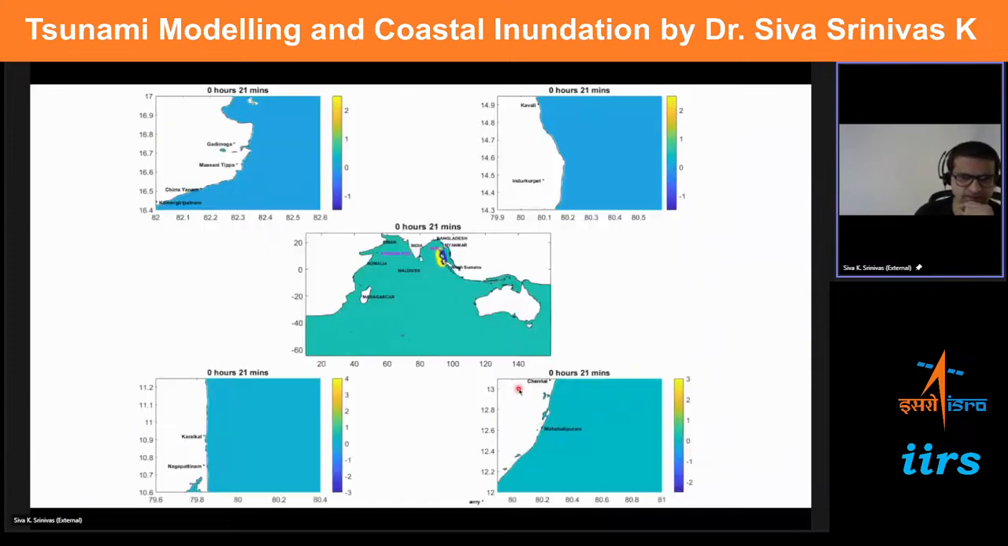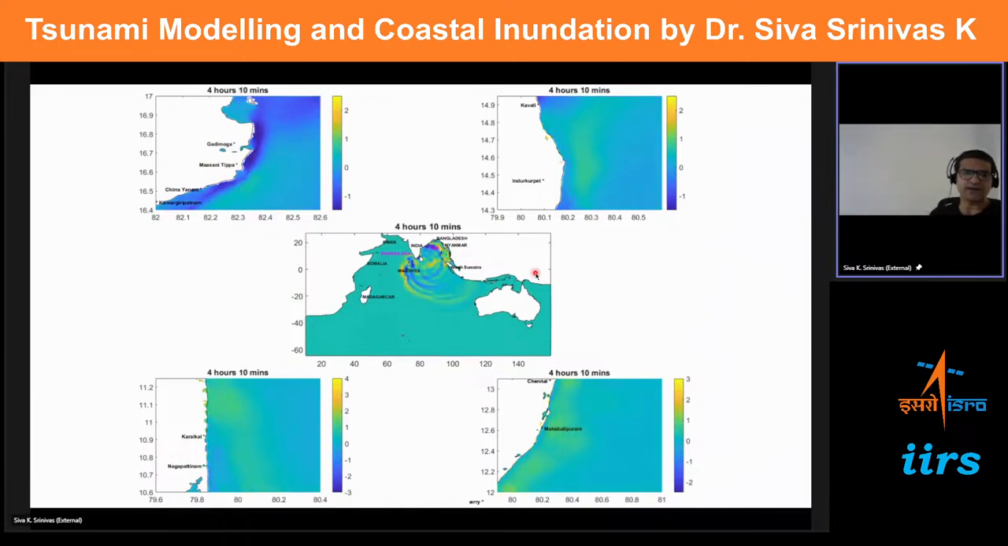So this is a typical animation. This gives the propagation, and these 4 plots show the inundation at different regions. This shows inundation at Yanam, Pondicherry. This is at Kavali, Andhra. This is at Nagapattinam, Tamil Nadu. This is at Mahabalipuram, Chennai. You can see the water has crossed the land. So the area has been inundated.